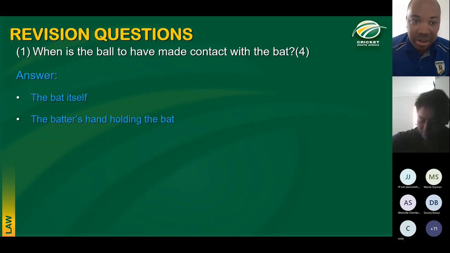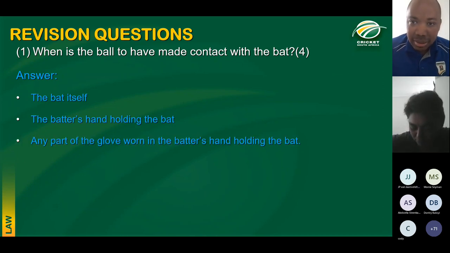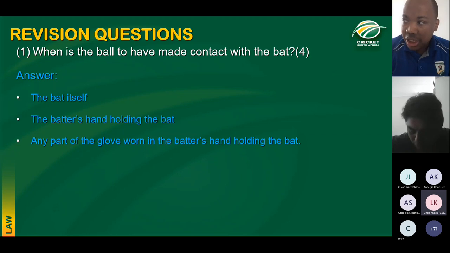Next hand up, Aniki. Aniki, unmute. Thank you. Go ahead. Contact with materials like the grip of the bat. Contact with materials of the bat. That's correct, Aniki. Very well done. And the next hand up to answer the last part of this question, Linda Koza. Please unmute your microphone and give us your answer. When a ball touches the handle of the bat. I think that is considered as the bat. So we've probably covered that, Linda.